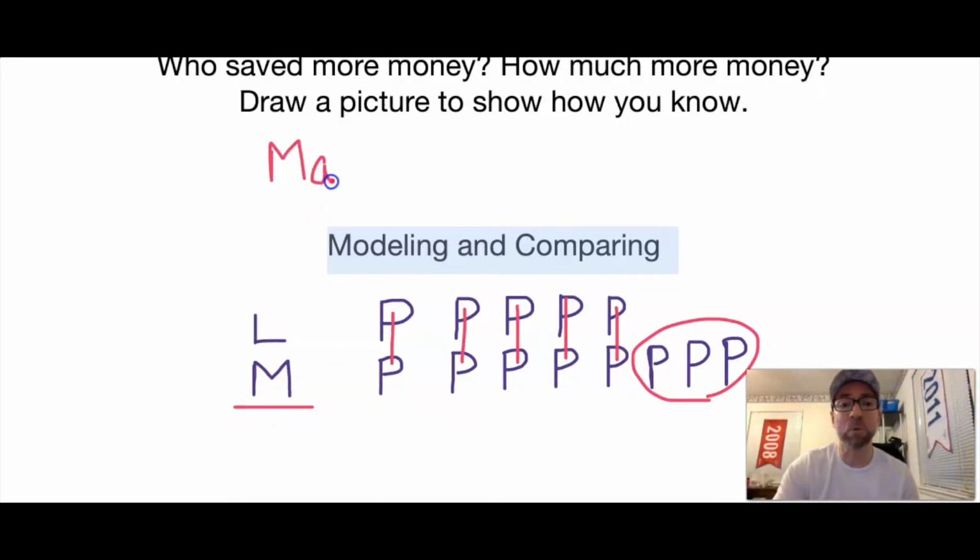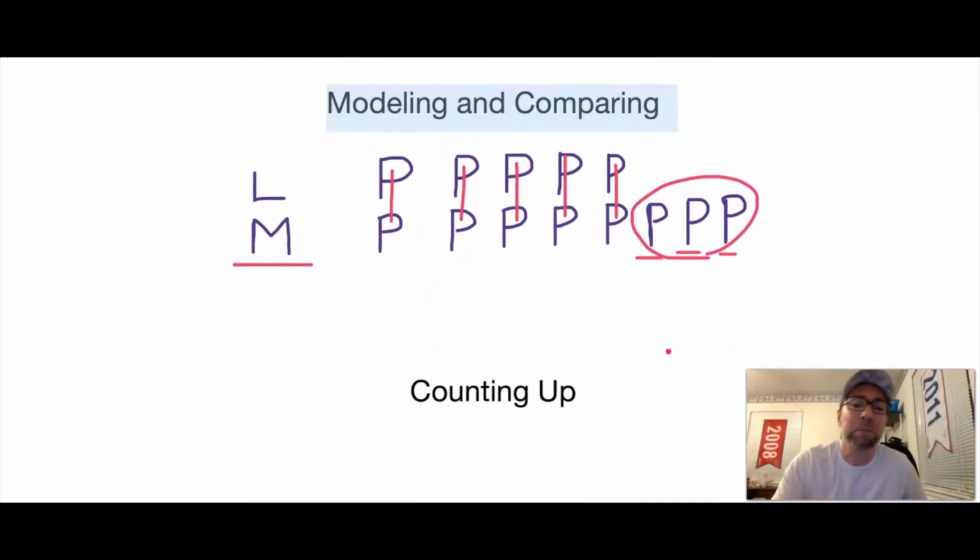How many more does Mary have? Mary has 1, 2, 3 more pennies. Did you get that also? Now, Mary has 3 more pennies. That also means that Lou has 3 less pennies. Notice the answers are the same. Mary has 3 more. Lou has 3 less.